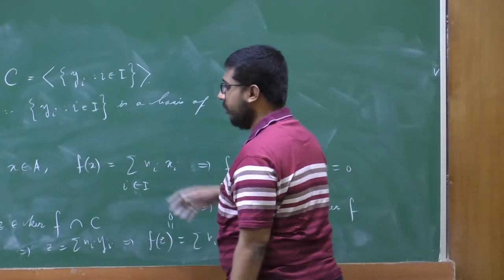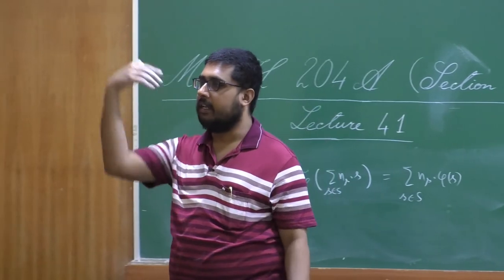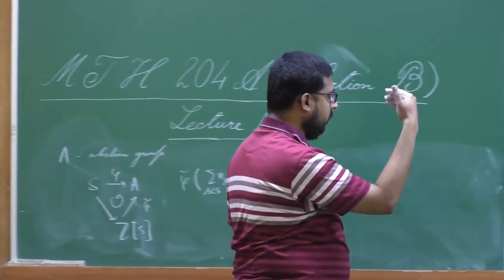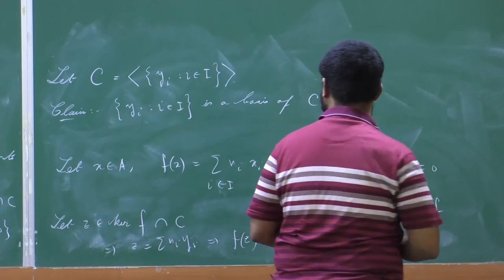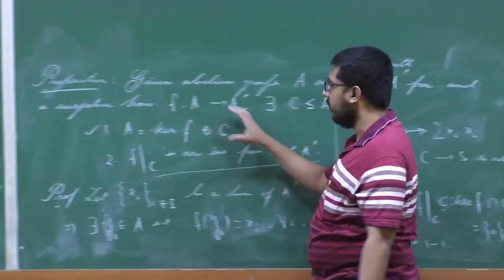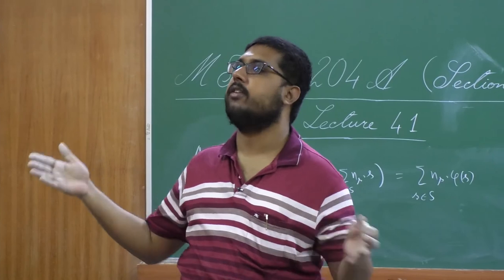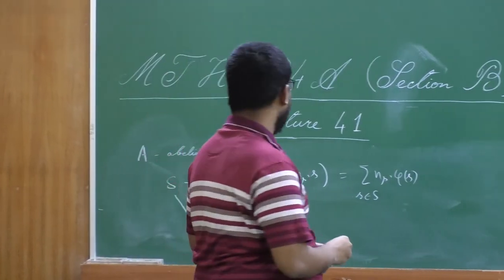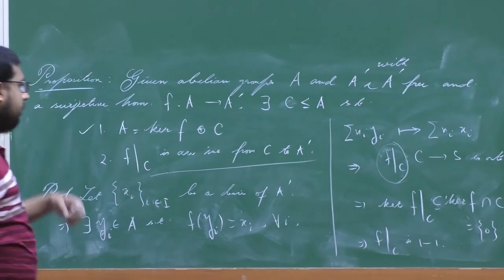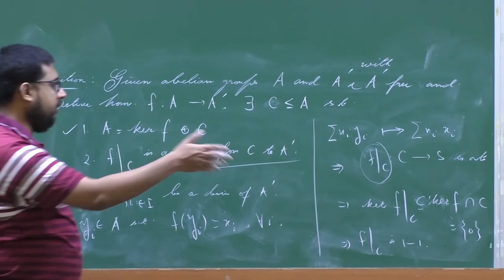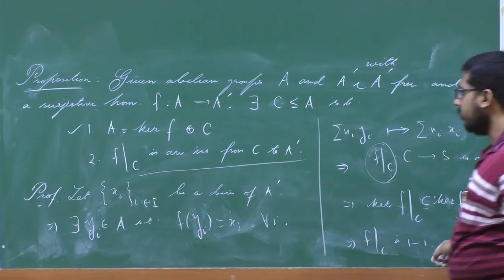So this is what we have obtained. This proposition is going to be very useful for us in what we are going to discuss in the rest of this course. In fact, with the help of this proposition, we will show the uniqueness of rank and other things. The next lecture will continue with free abelian groups and arrive at its structure theorem. Okay, so with that, I finish this lecture.